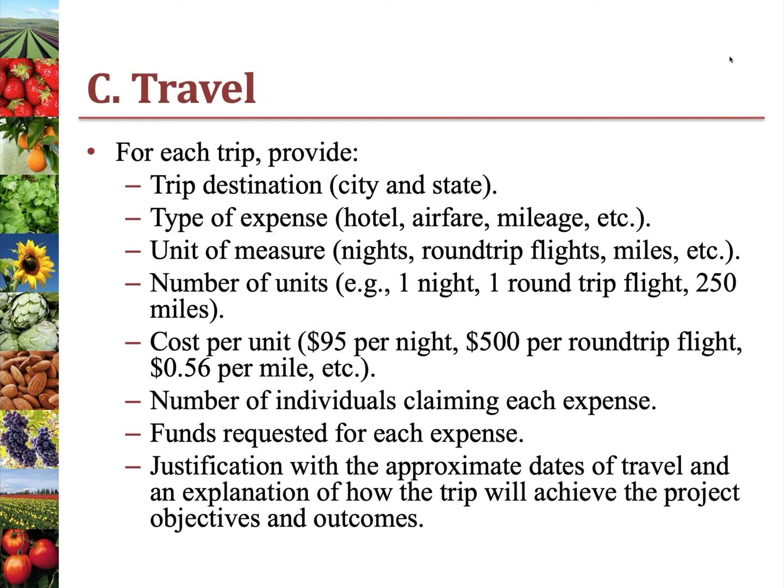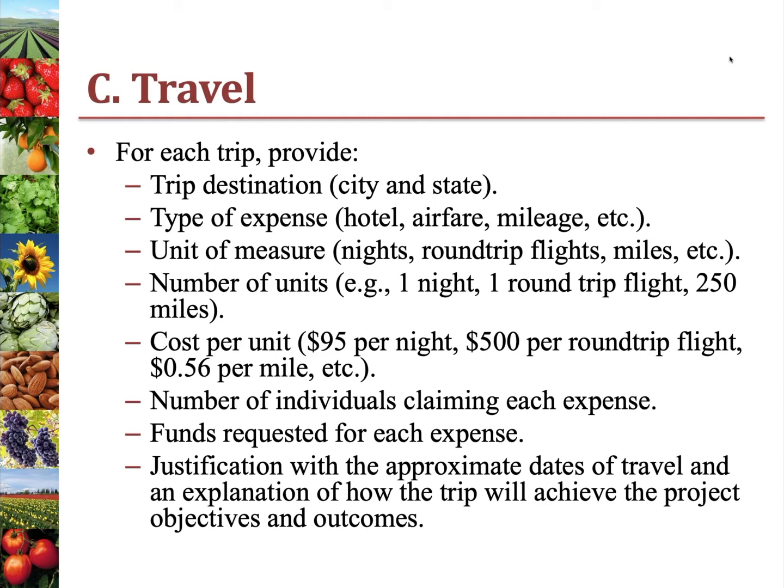Each type of expense for a given trip, for example, hotel, airfare, mileage, etc., should be indicated on a separate line in the table. And I'll show you an example of this on the next slide. Within the same line for each type of expense, specify the unit of measure for that expense, such as nights, round-trip flights, miles, etc., the number of units for that expense, the cost per unit, the number of individuals that will be claiming that expense, and the total funds requested for the expense.